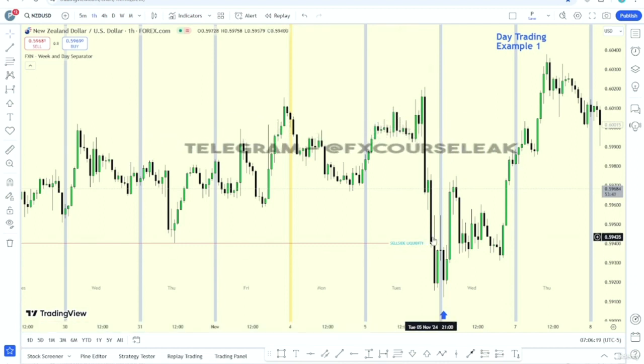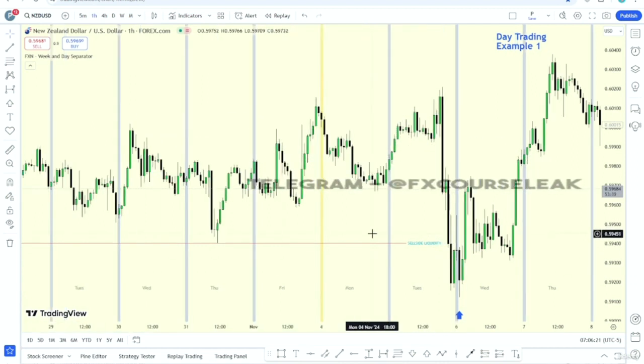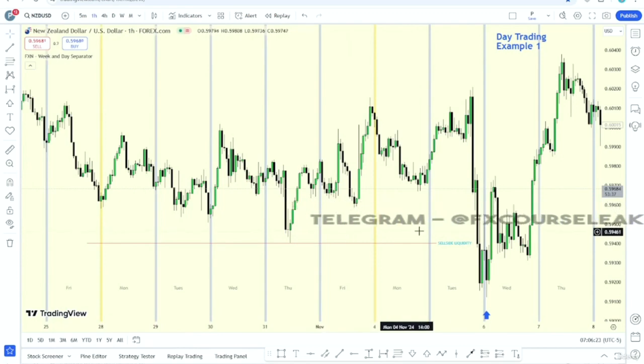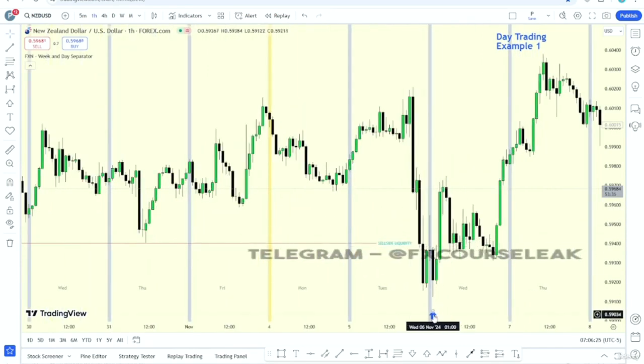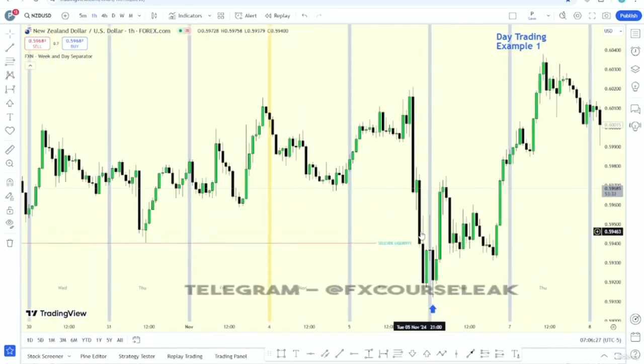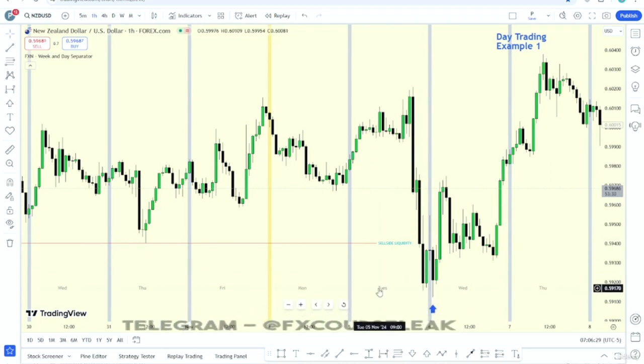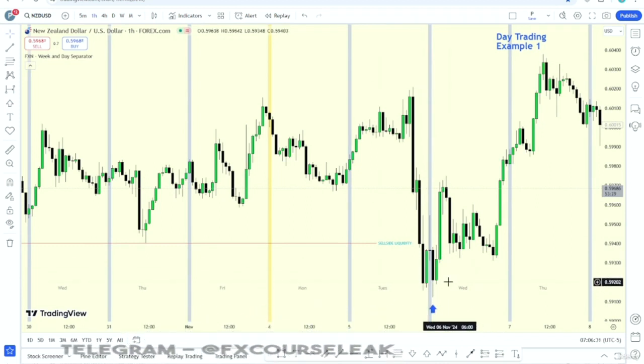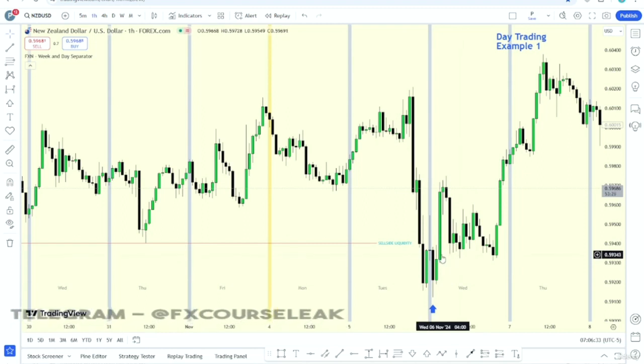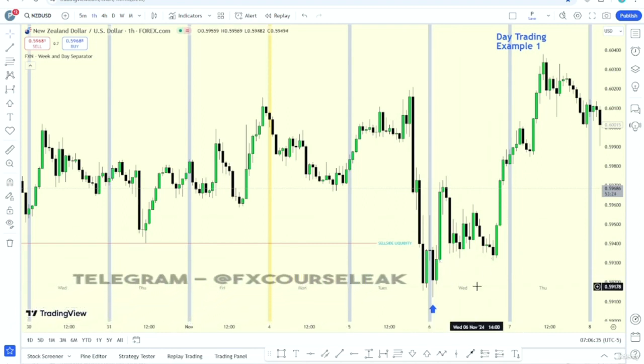So this is sell side liquidity that was taken out from the previous week. Once the market took out this sell side liquidity right here, this is on Tuesday. On Wednesday, we got a confirmation of an order block, which was now used to drive market higher.